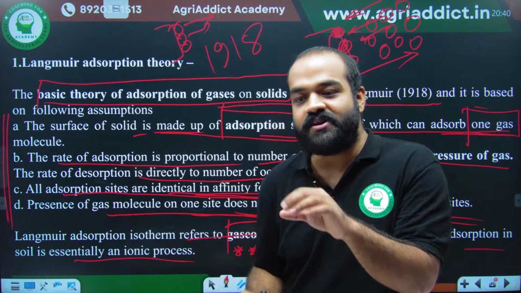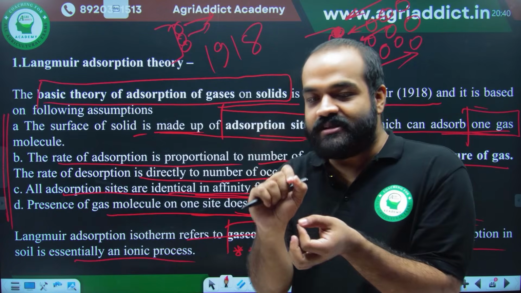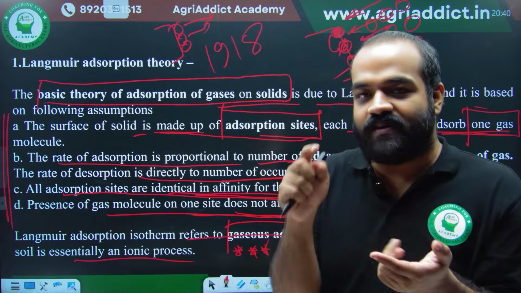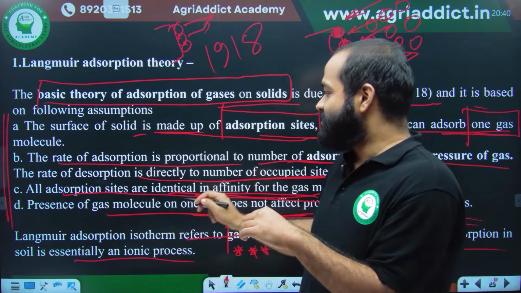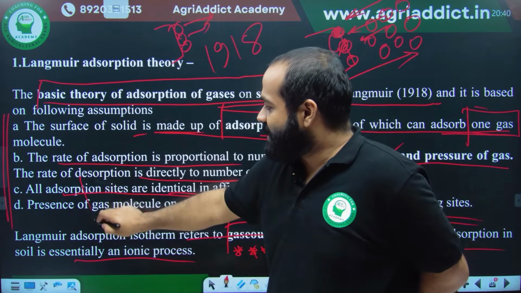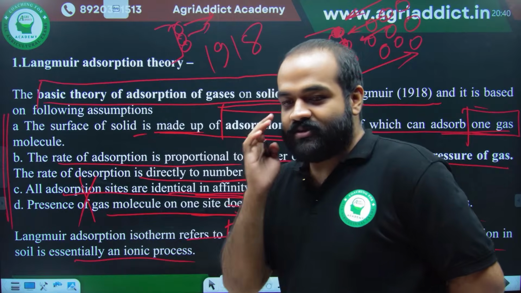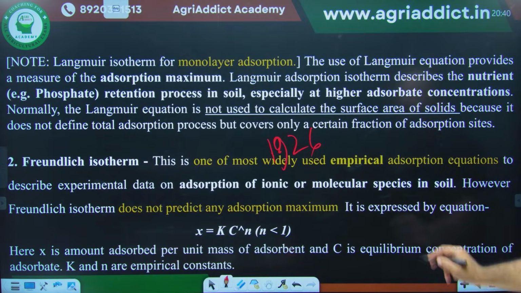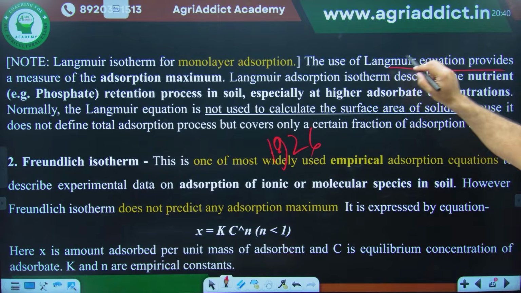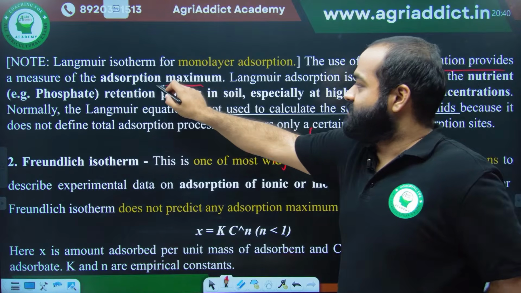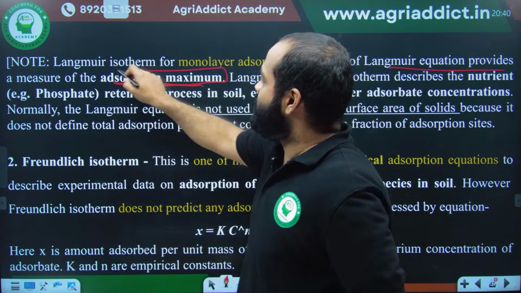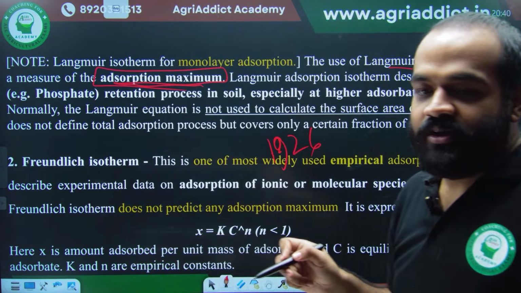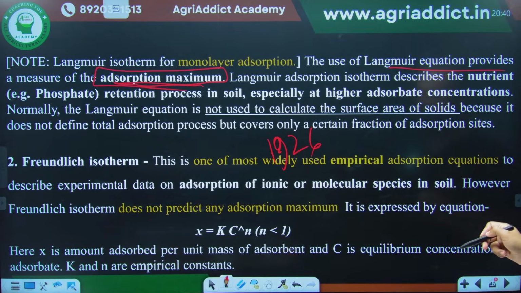If calcium is going, it is competing with Mg. If Mg is going, it is competing with K. So there is definitely an influence of one ion on the neighboring site. So this is also not possible. C and D fail Langmuir isotherm in soil, but still here we'll see use of Langmuir equation provides a measure of adsorption maximum. This is very important. This is a very important question. Adsorption maximum. Yes, use of Langmuir equation provides a measure of the adsorption maximum.